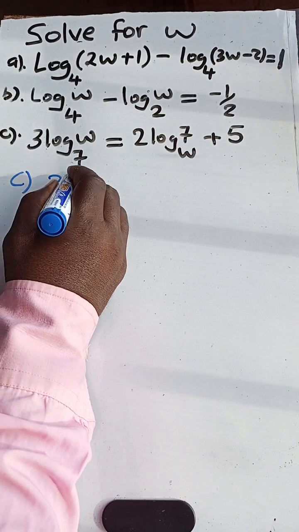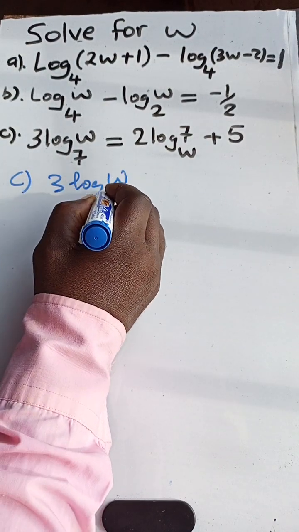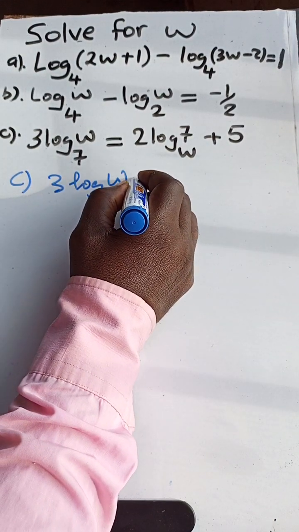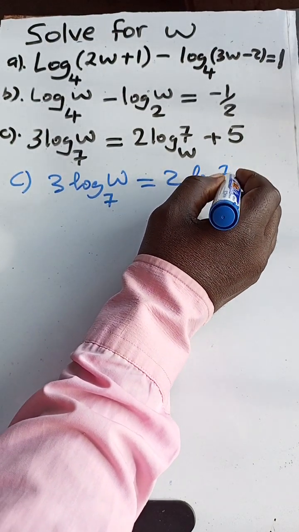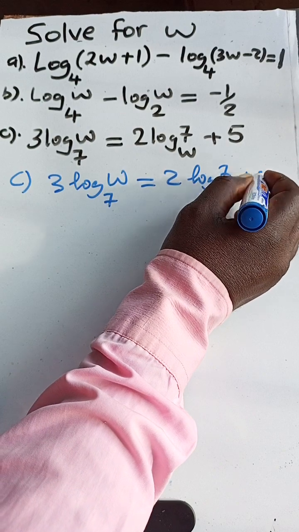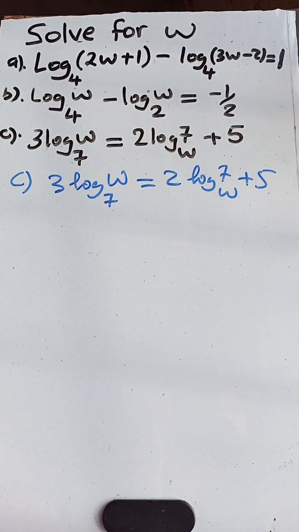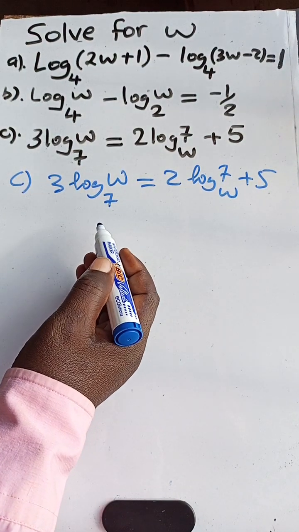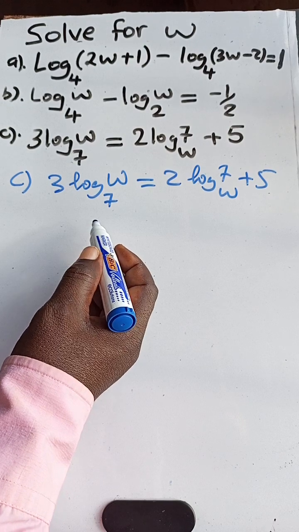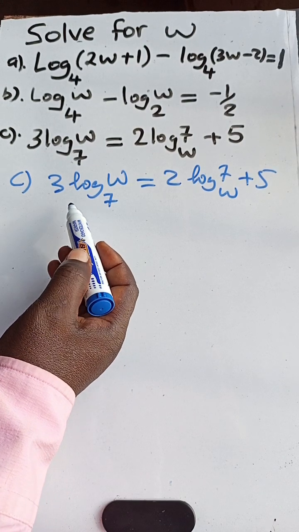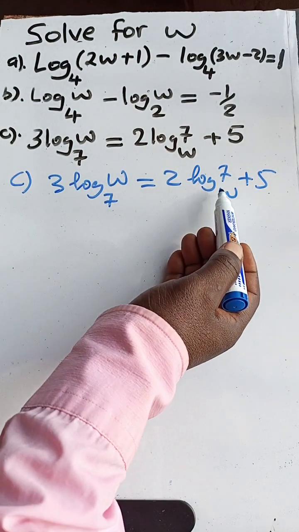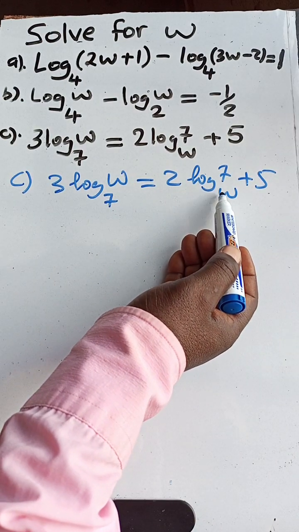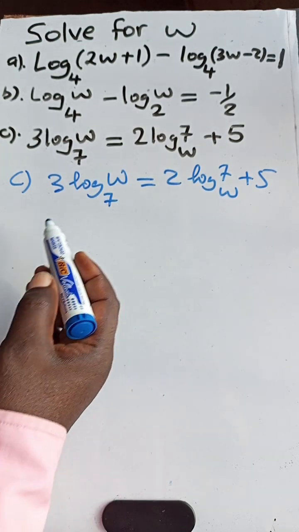Question C says 3 log w base 7 is equal to 2 log 7 base w plus 5. Okay, here we have something new also that we are going to observe. The base here is 7 and the argument is w. Here it is reversed. The base is w, the argument is 7.